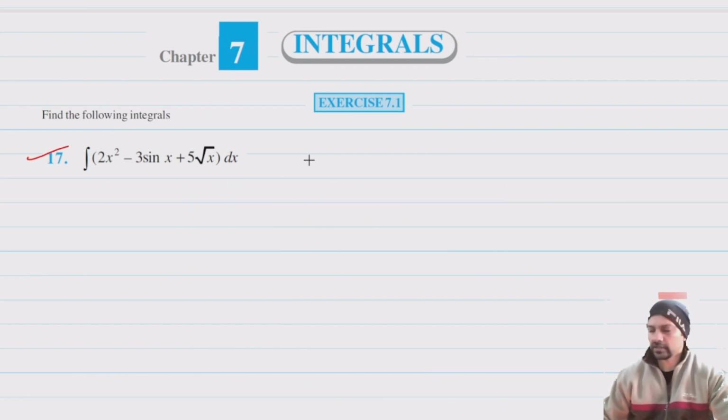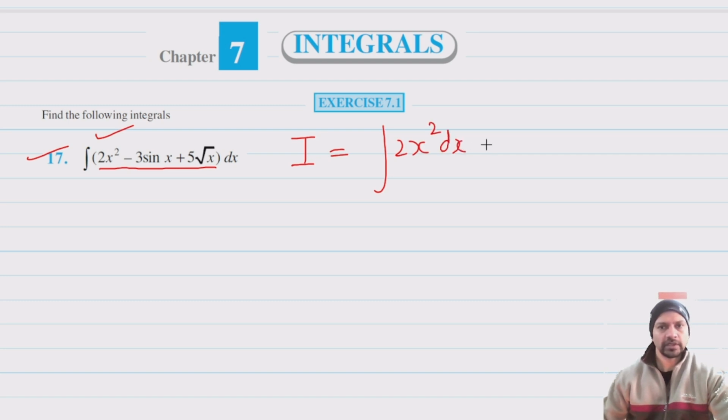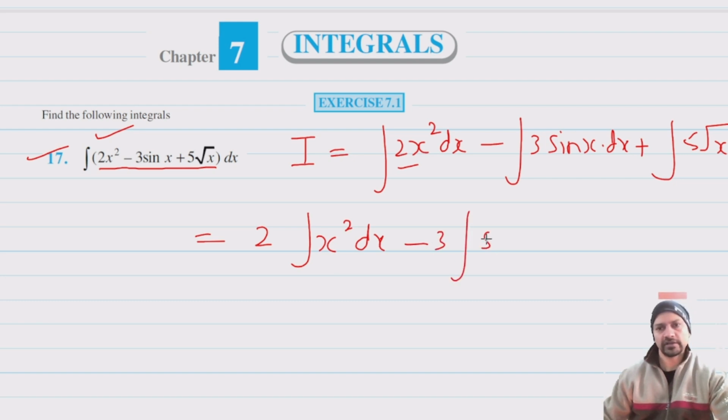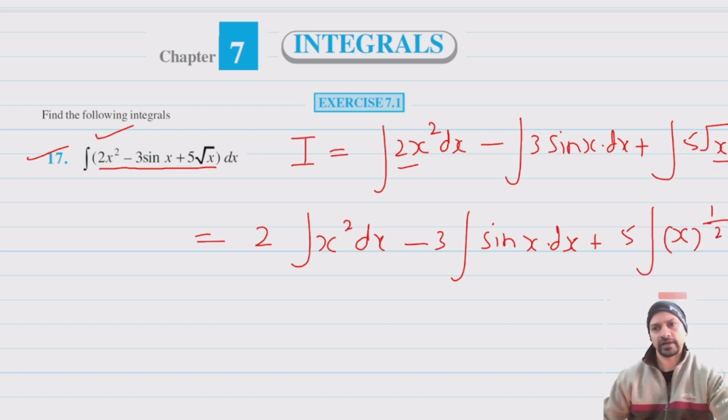Moving on to question number 17. For question number 17, we have to find the integral. Let's say this is our integral I, and we are going to separate all these integrals. So this is the integral of 2x squared dx minus the integral of 3 sin x dx plus the integral of 5 root x dx. Our next step is to take out all the constants and just leave the function inside. So 2 times the integral of x squared dx minus 3 times the integral of sin x dx plus 5 times the integral of root x. Root x can be written as x raised to the power half.